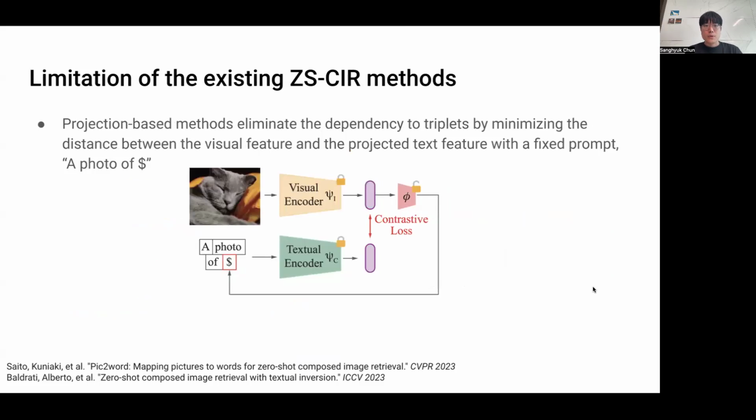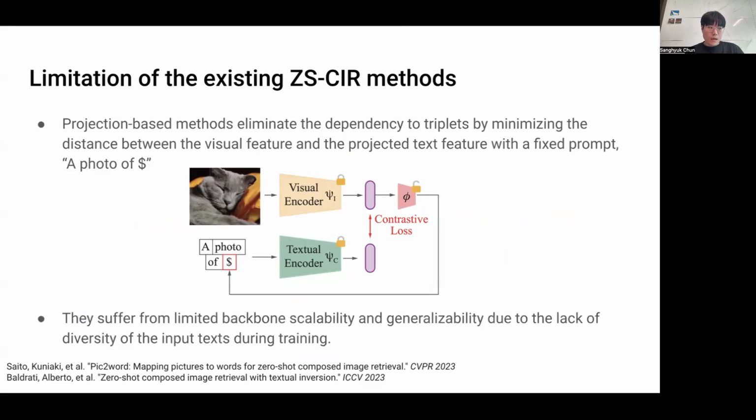These projection-based methods eliminate the dependency on triplets by minimizing the distance between the visual feature and the projected text feature using a fixed prompt like "a photo of something". So we usually minimize contrastive loss between this visual feature and text feature. There are two methods, Pic2Word and SEARLE, tackling this problem with the projection method. Although they show quite good results, they suffer from limited backbone scalability and generalizability due to the lack of diversity of the input texts during training.